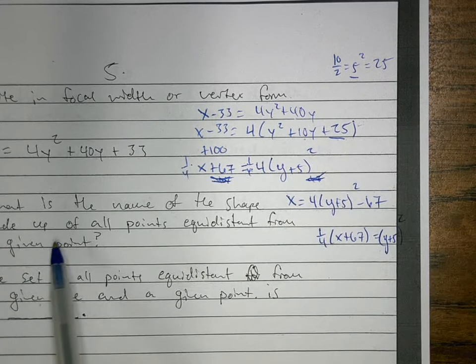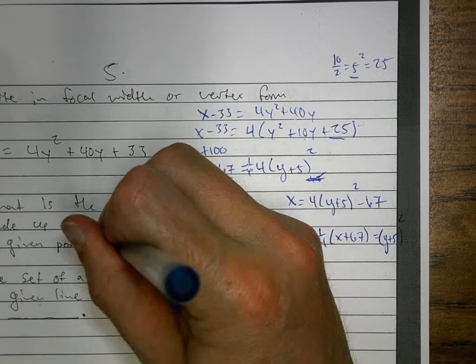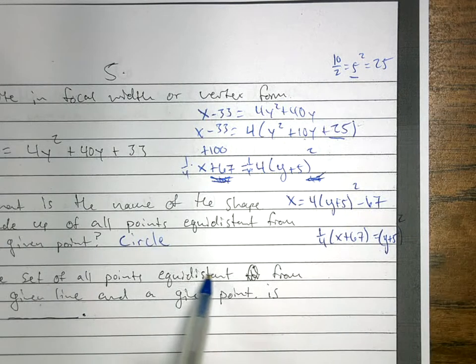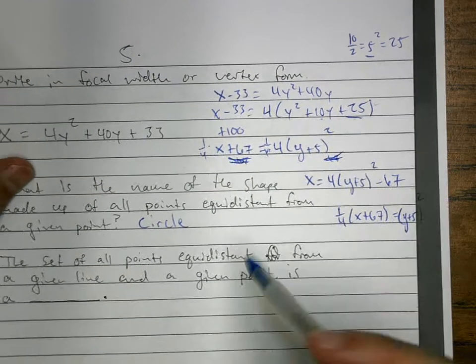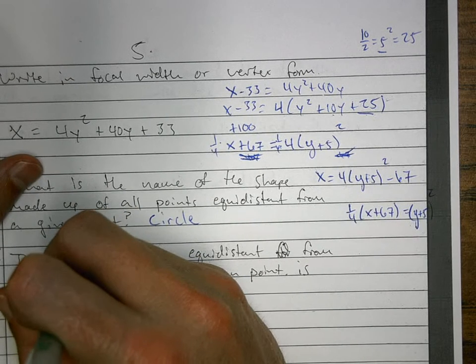Number 2, what is the name of the shape made up of all points equidistant from a given point? That is a circle. And the set of all points equidistant from a given line and a given point would be the parabola.